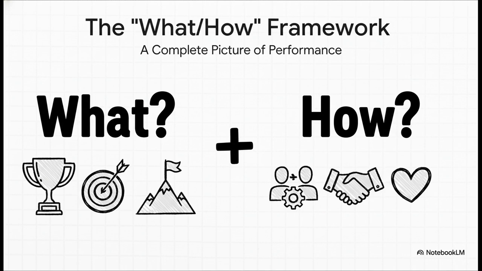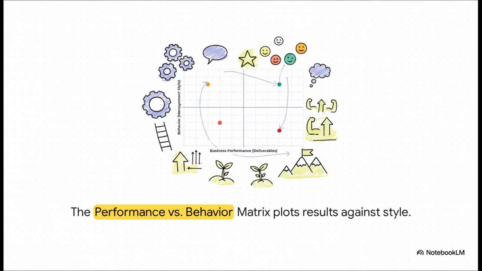You know, your results, your goals. And second, how did you get it done? This gets into your behavior, how you worked with others, if you lived up to the company's values. Suddenly, you have a much richer, more complete picture of what's actually going on. And you can actually visualize this whole idea with a super simple but really powerful tool, a 2x2 grid. On one axis, you have performance, the what, and on the other, you have behavior, the how.